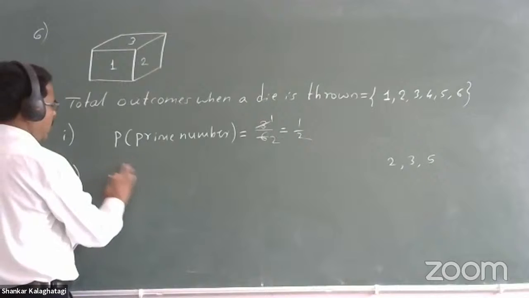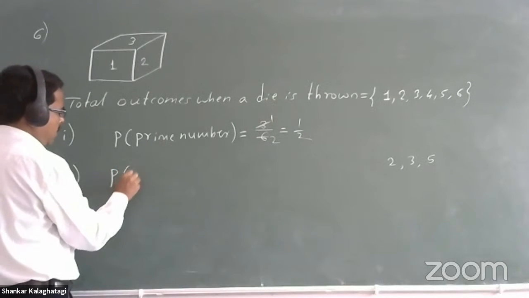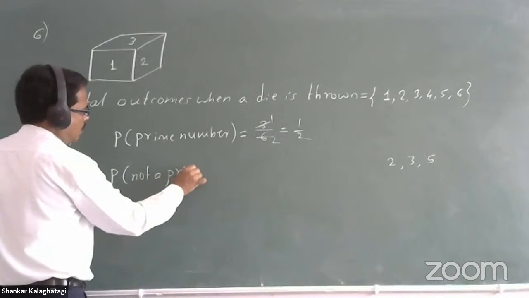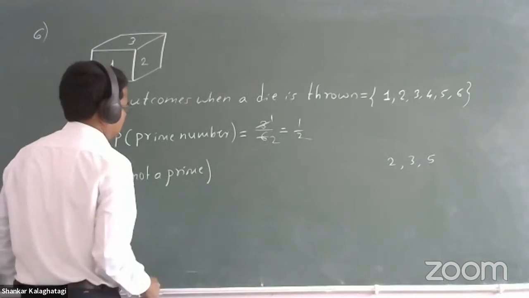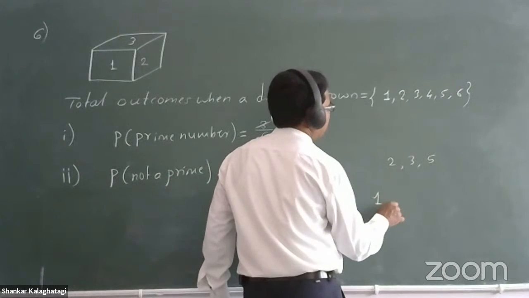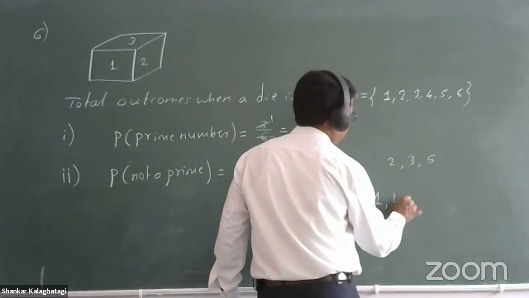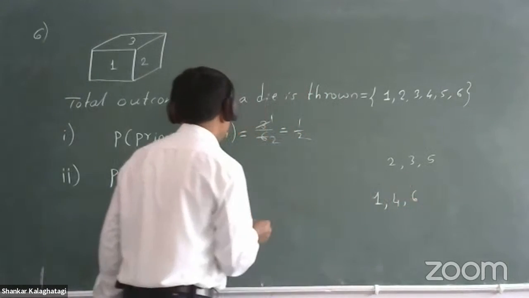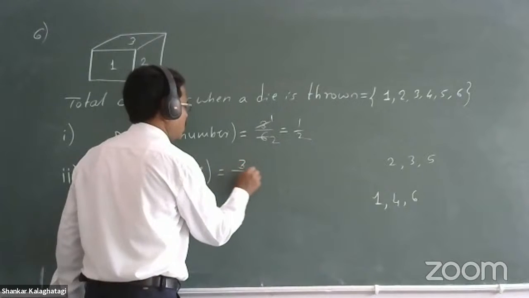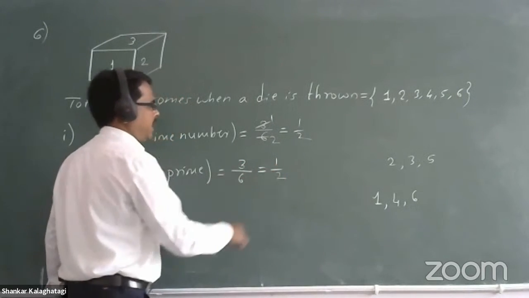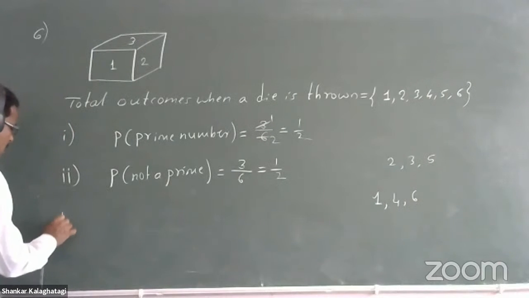Probability of getting not a prime number. Which are non-prime? 1 is not prime, then 4 is not prime, 6 is not prime. How many are there? 1, 2, 3. 3 numbers are not prime numbers. So 3 by 6 is the probability. 3 ones are 3, 3 twos are 6. 1 by 2.